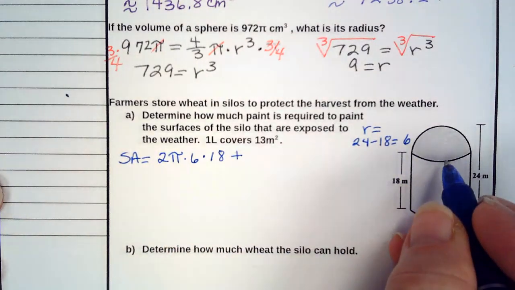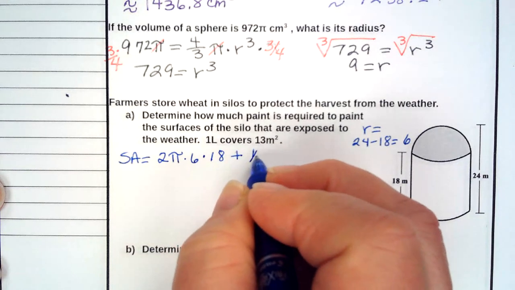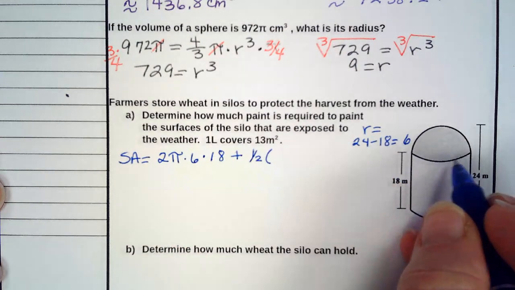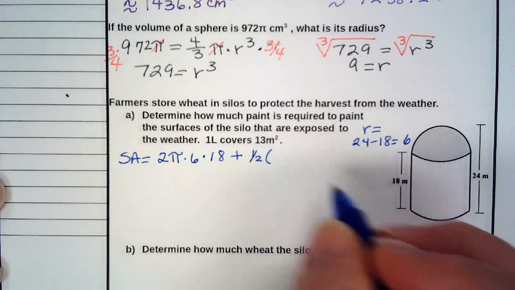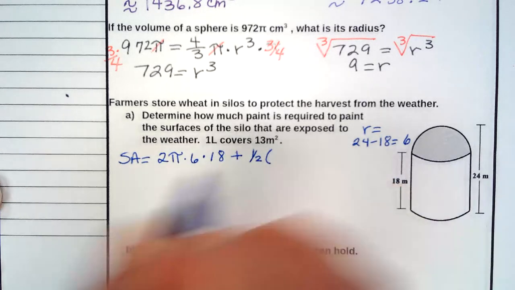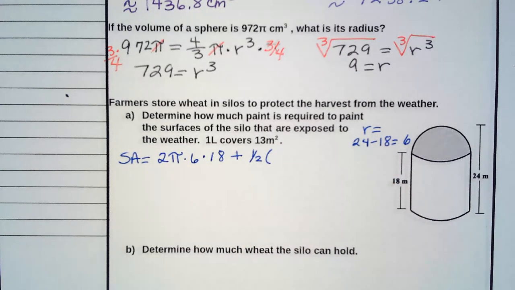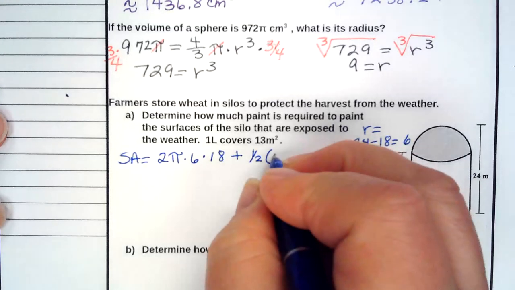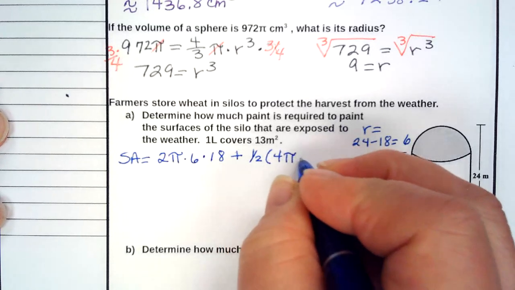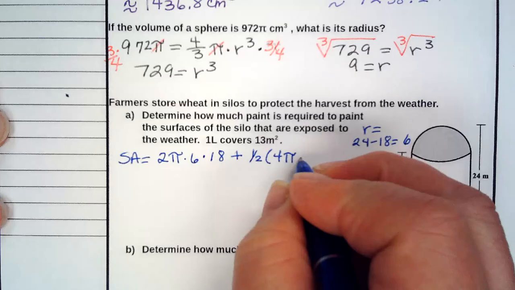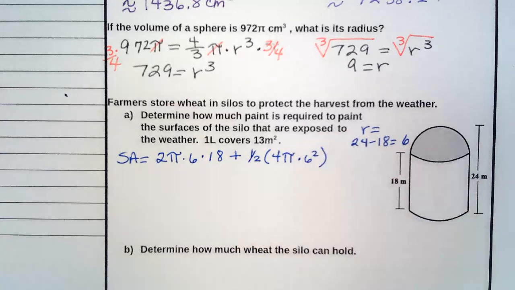plus 1/2, and this is 4 times pi times my radius squared. Any questions?